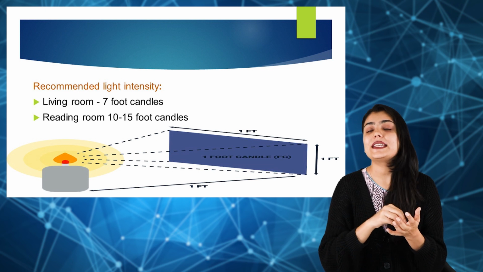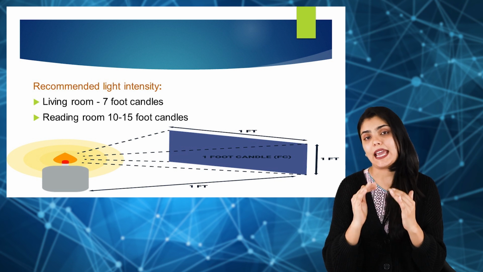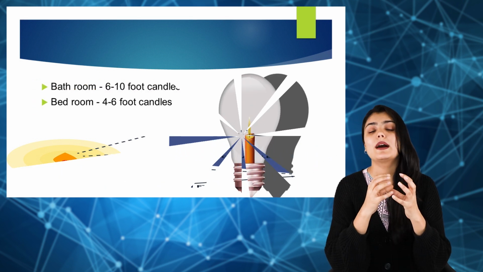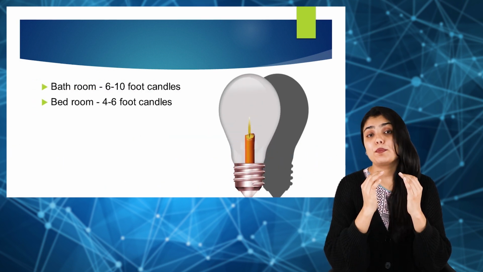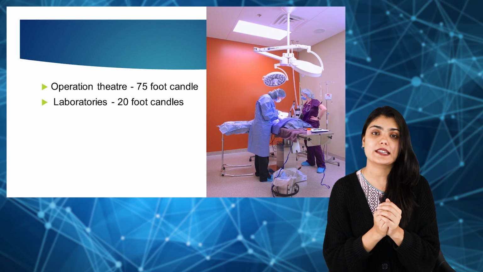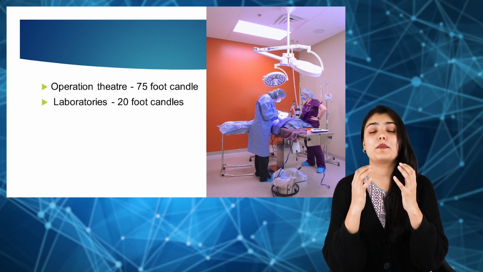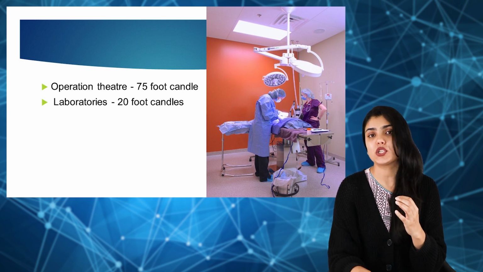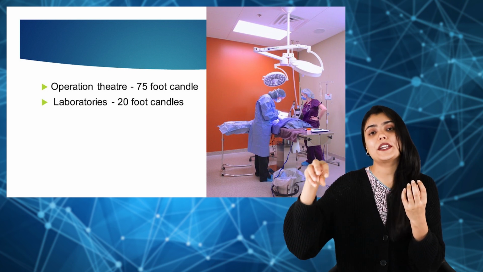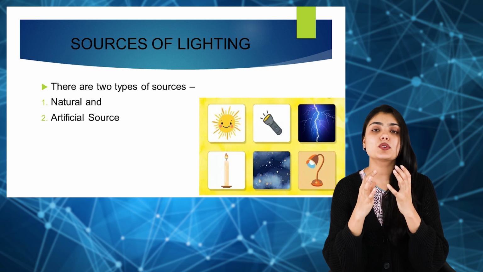Let us now see the recommended light intensity. In a living room, the recommended light intensity is 7 foot candles. In a reading room, it must be 10 to 15 foot candles. In a bathroom, it is around 6 to 10 foot candles. In a bedroom, it is 4 to 6 foot candles. In an operation theatre, it is 75 foot candles. And in laboratories, it is 20 foot candles. So foot candle is the unit of measuring illumination. It is defined as the intensity of light at a particular point 1 foot away from the source of light.